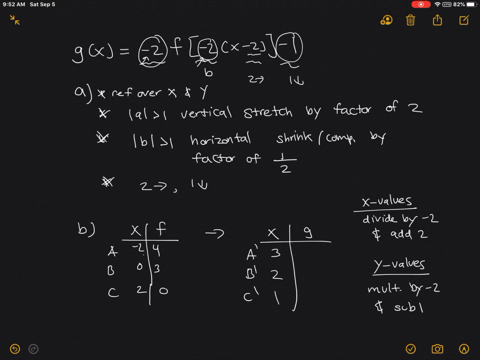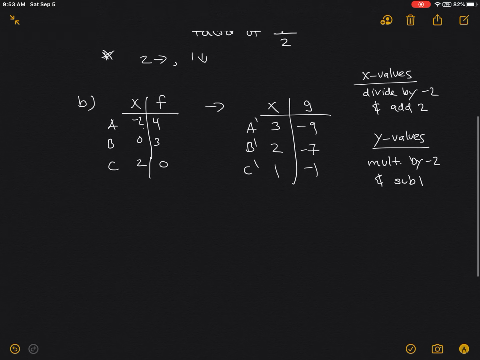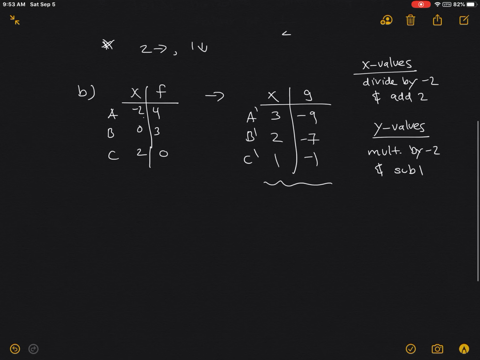4 times -2 is -8. -8 subtract 1 is -9. 3 multiplied by -2 is -6. -6 subtract 1 is -7. And 0 multiplied by -2 is 0. 0 subtract 1 is -1. Okay, so I'll let you guys do the plotting and connect. That part isn't that difficult.